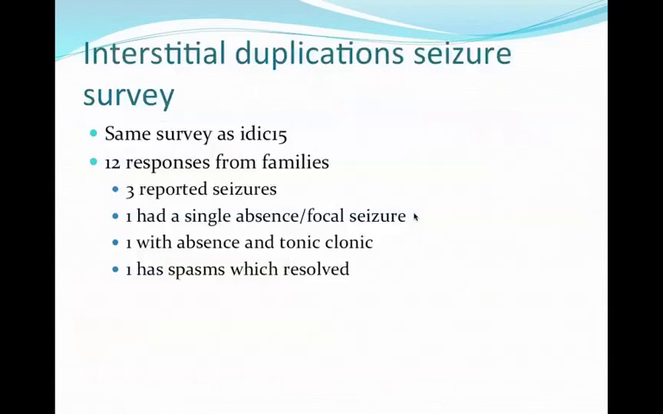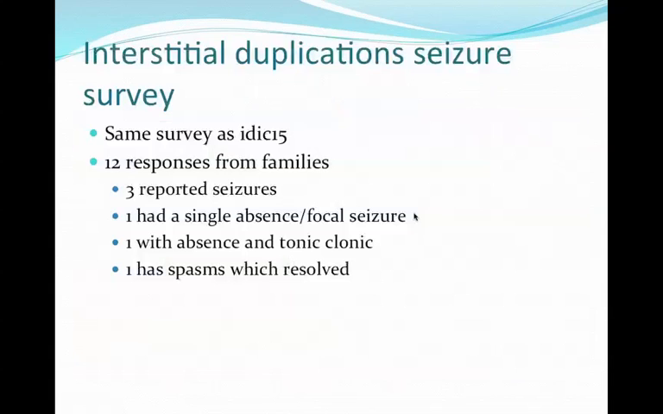So I know we spent like 90% of the time on the kids with isodicentric, but there's a reason for that. The kids with interstitial duplications, from the survey, we had 12 responses. 3 had reported seizures. 1 was just a single, either absence or focal seizure at a young age, and this was an older child.